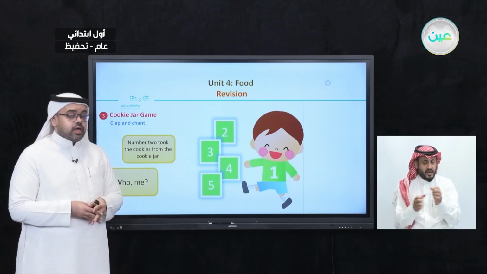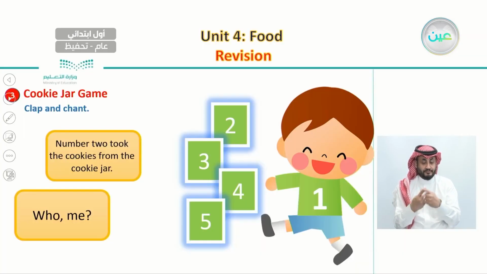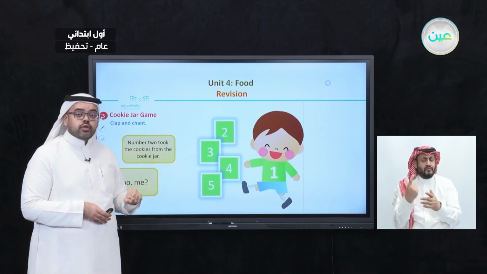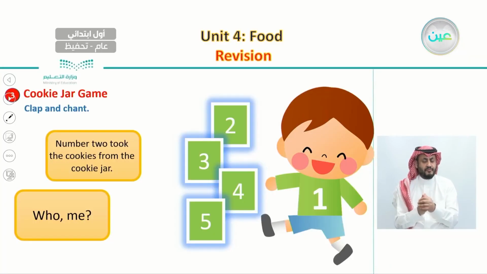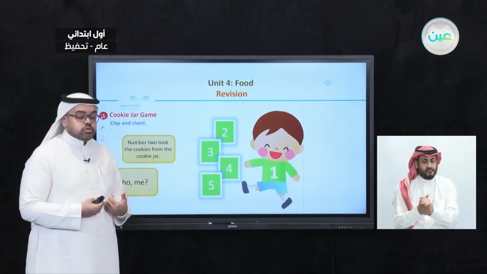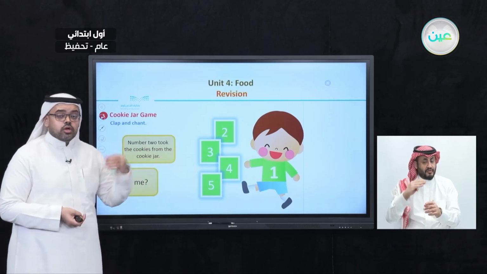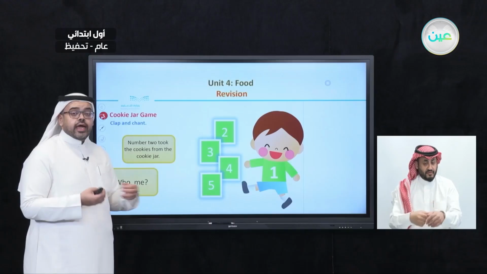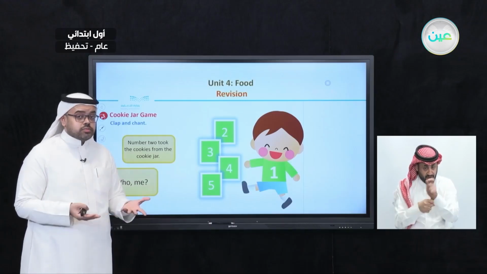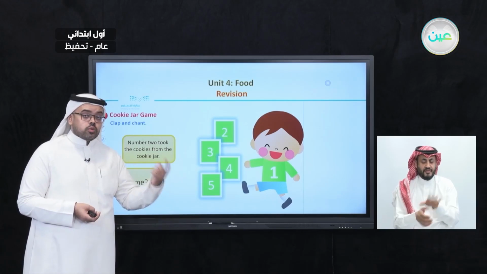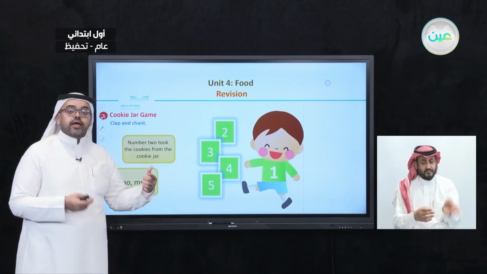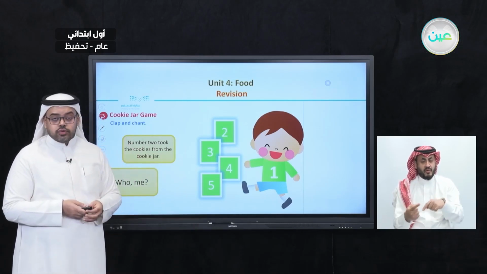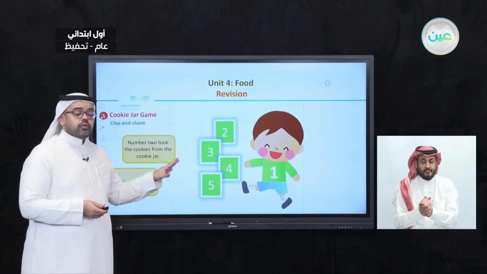And how we play this game is by starting the chant by choosing a number, any number from 1 to 5. For example, if we said that number 2 took the cookies from the cookie jar, number 2 will answer as Labib did. He or she would say, who? Me. And now she would say, it's not me. And then she or he will choose a different number, and the chant will start over again. So this is how we play this game.